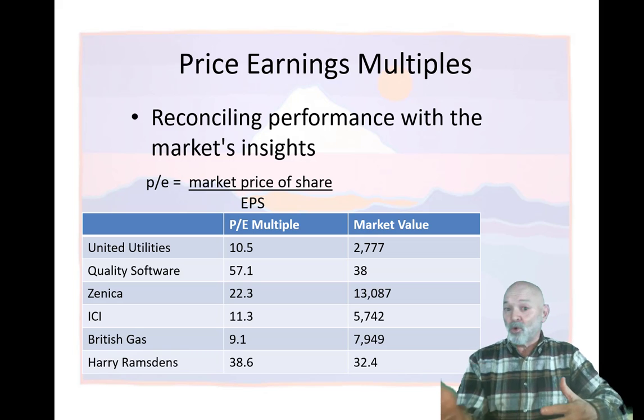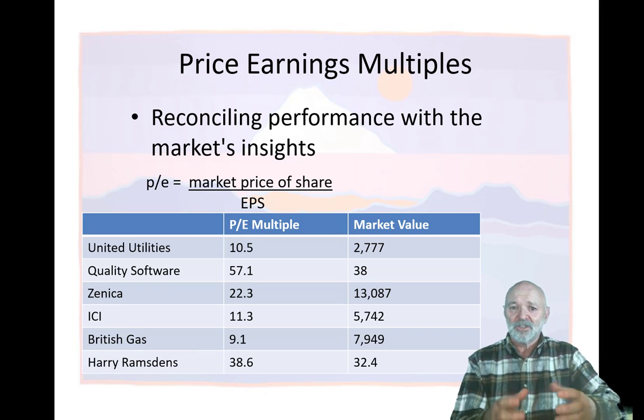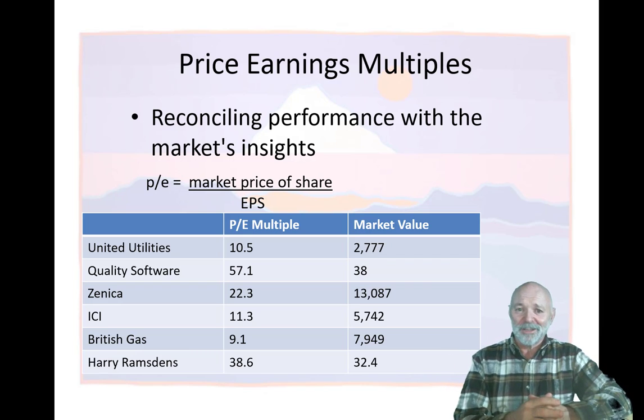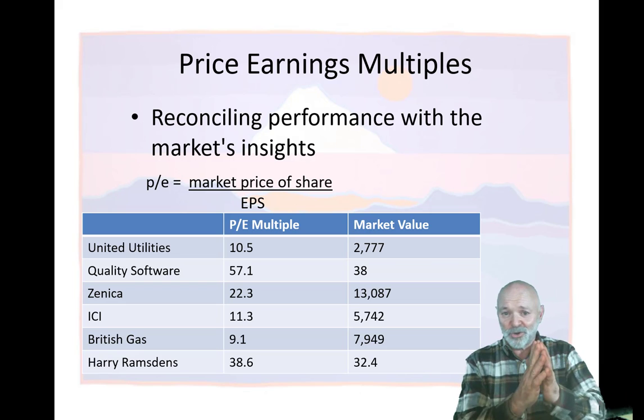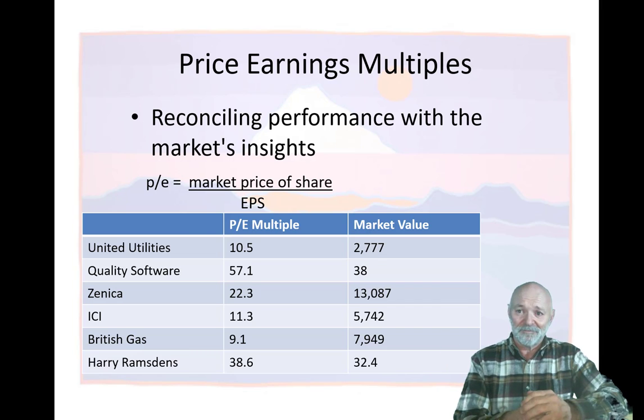Quality Software, on the other hand, was doing very well because it was a fast-growing business, but also because its earnings were very small. It was in the development stage, so very small earnings divided by any share price will give you a relatively high price-earnings multiple. In fact, as their earnings go to zero, their price-earnings multiple goes to infinity.